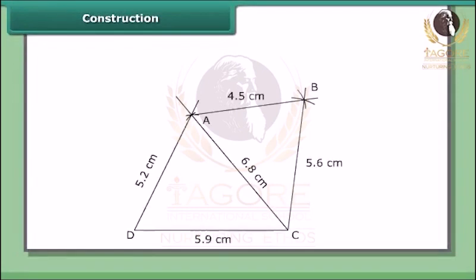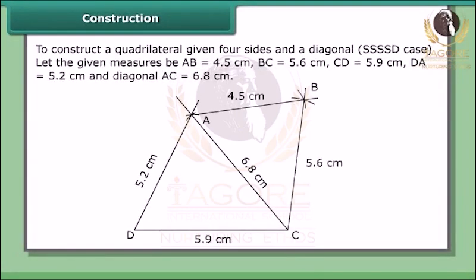Construction. To construct a quadrilateral, given 4 sides and a diagonal, the SSSSD case, let the given measures be AB is equal to 4.5 cm, BC is equal to 5.6 cm, CD is equal to 5.9 cm, DA is equal to 5.2 cm, and diagonal AC is equal to 6.8 cm. The 2 triangles we can construct to complete the quadrilateral are triangle ADC and triangle ABC.